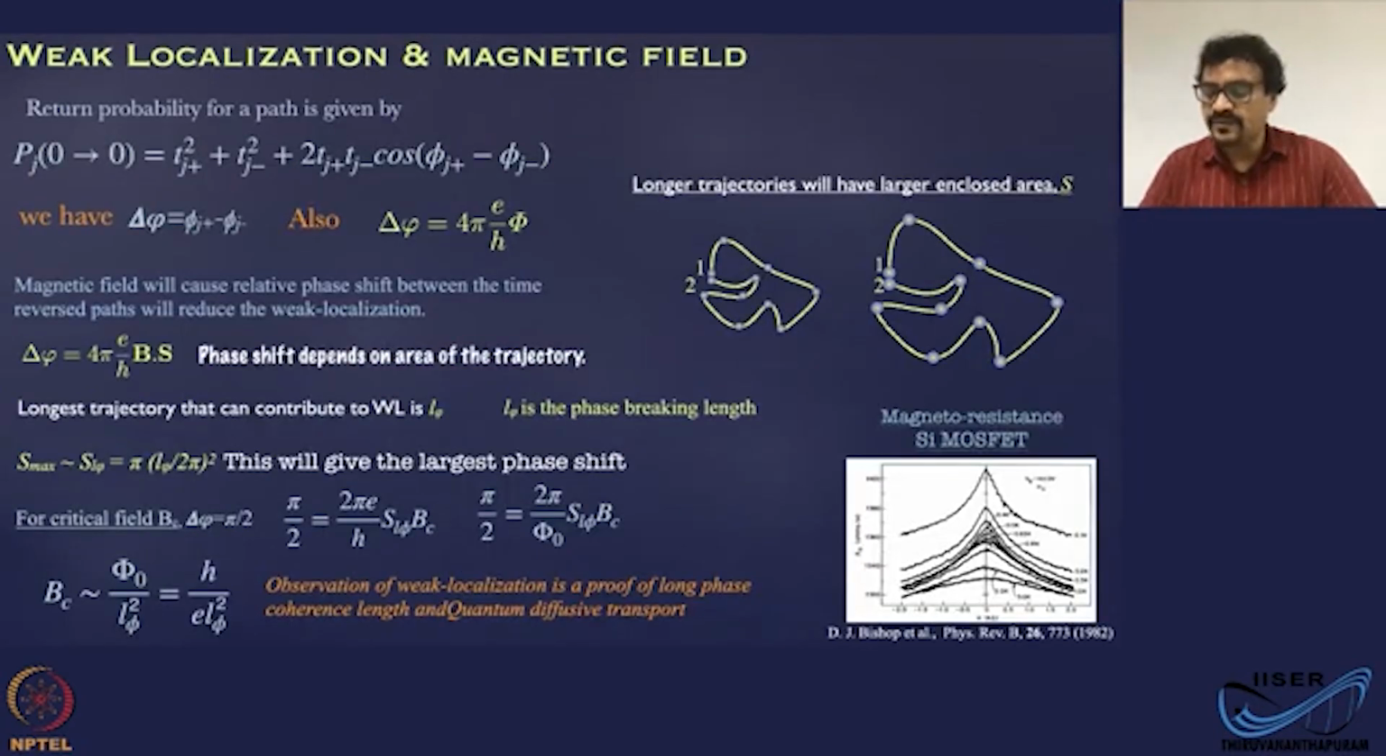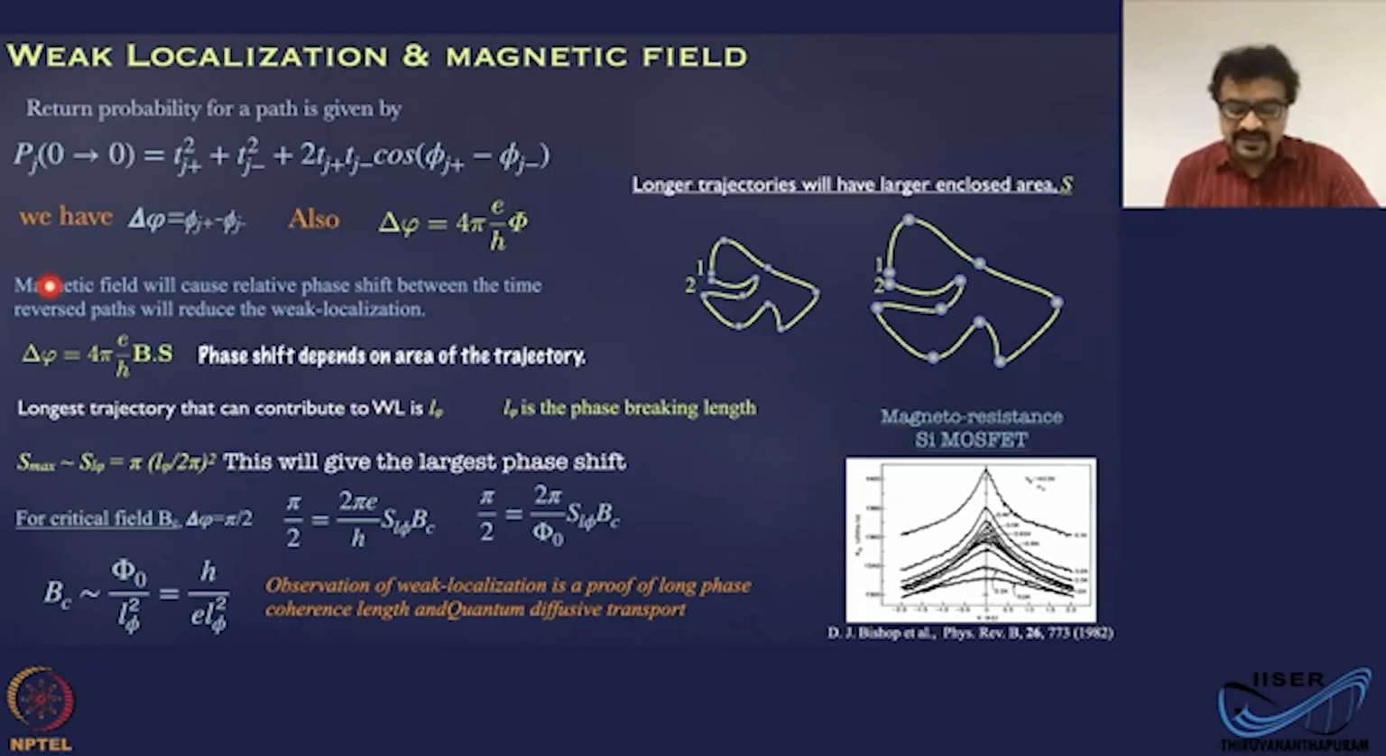So what we just saw is that there is a return probability, which is given by this term, and in the presence of a magnetic field, this phase difference delta phi, that is phi j plus minus phi j minus, the phase difference between forward and reverse propagating trajectories, is given by this formula here, 4 pi e by h into phi. 2 pi e by h into phi in one direction, and in the other direction the sign gets reversed, so the difference is 4 pi e by h into phi.